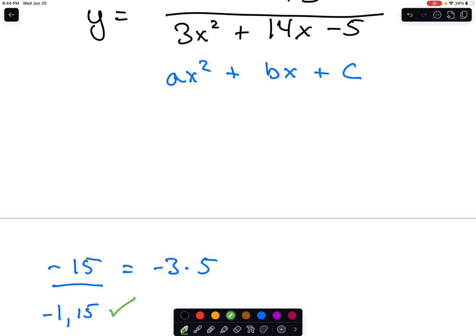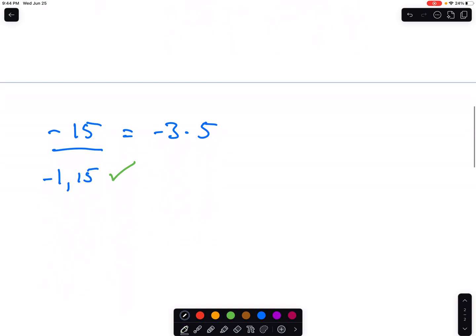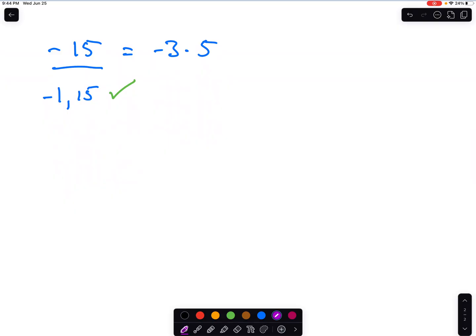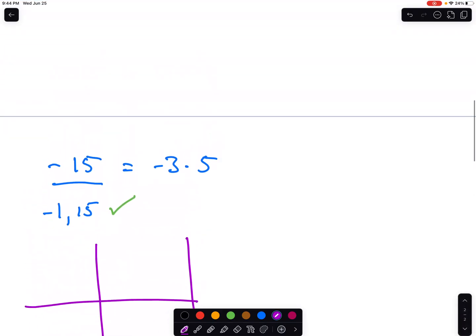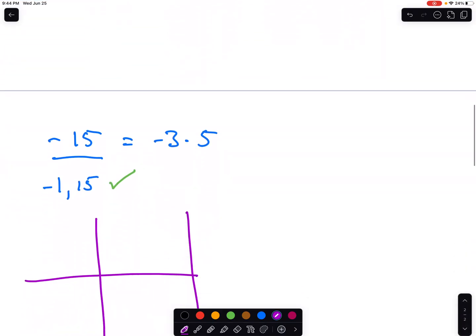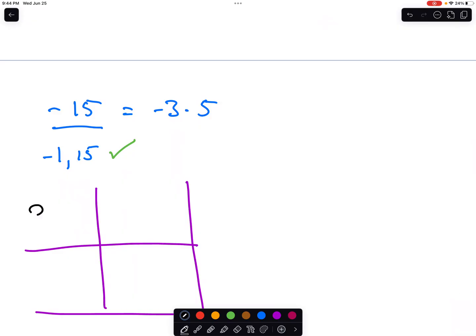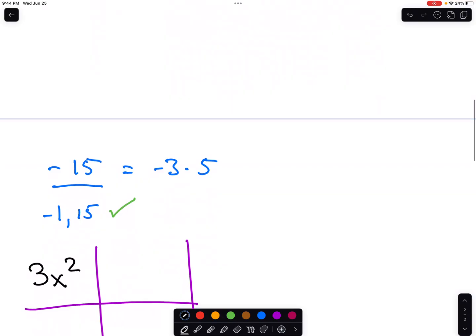I'm going to invoke what's called the box method, right? I had a different one, but I think the box method is a little bit easier to process. So now that we got these two numbers, the way the box method goes is something like this. Let me see, I'll do this in purple. In the upper left-hand corner goes my leading term, which is that 3x squared. In the bottom right-hand corner goes my constant, which is negative 5.